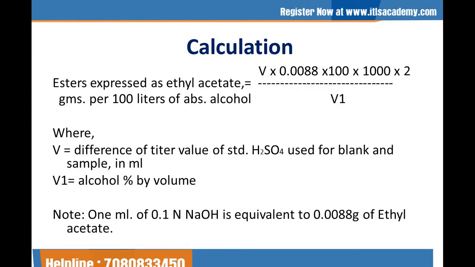The formula for the calculation is: esters expressed as ethyl acetate equals V into 0.00888 into 100 into 1000 into 2 upon V1, where V is the difference of the titer value of standard H2SO4 used for blank and sample, and V1 is the alcohol percent by volume. 1 ml of 0.1 normality NaOH is equivalent to 0.0088 gram of ethyl acetate.